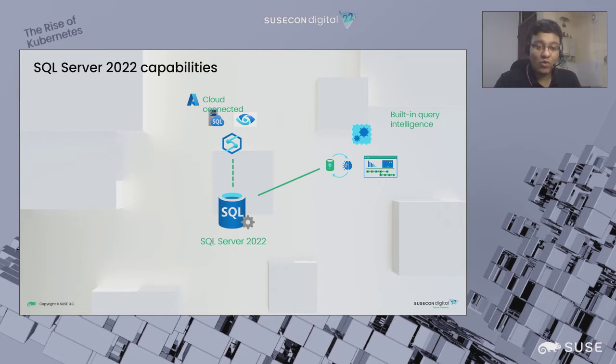Now you can have more than one plan cached for the same stored procedure, depending upon the parameter. So you have parameter sensitive plans for stored procedures now that will be cached with SQL Server 22.